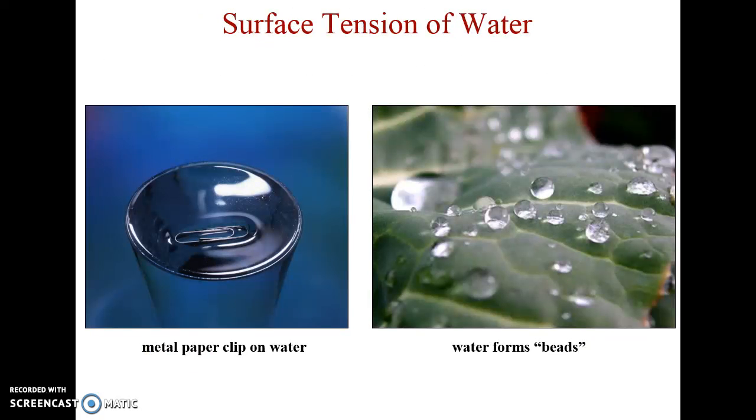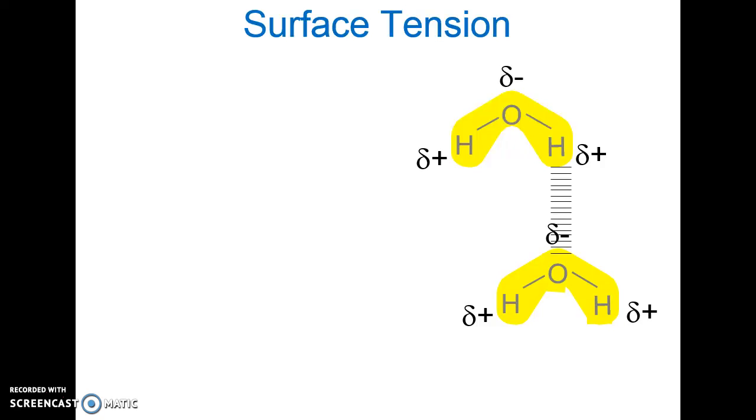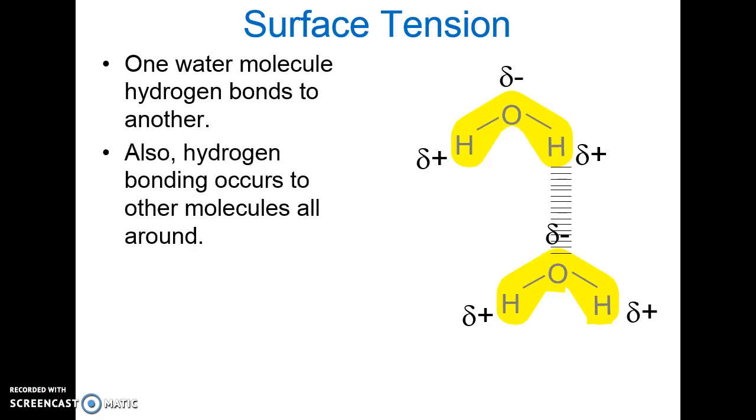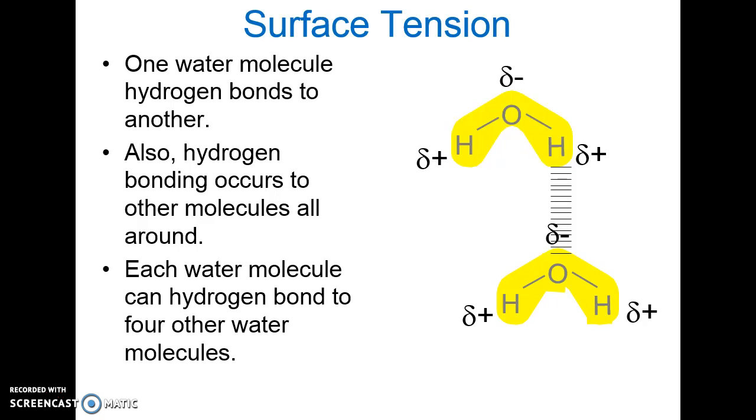Look, and we see, why do things float on top of water? Or why does water form beads? Again, hydrogen bonding. Here's some good examples, and we're going to do some of this in the lab. One water molecule hydrogen bonds to another, and it occurs to all the molecules all around. And so each water molecule can bond to 4 other water molecules, and that was your answer to that question back there in number 7 if you did not figure that out.